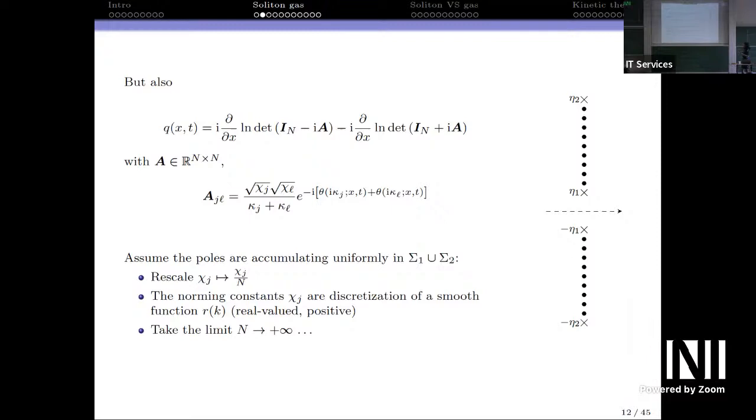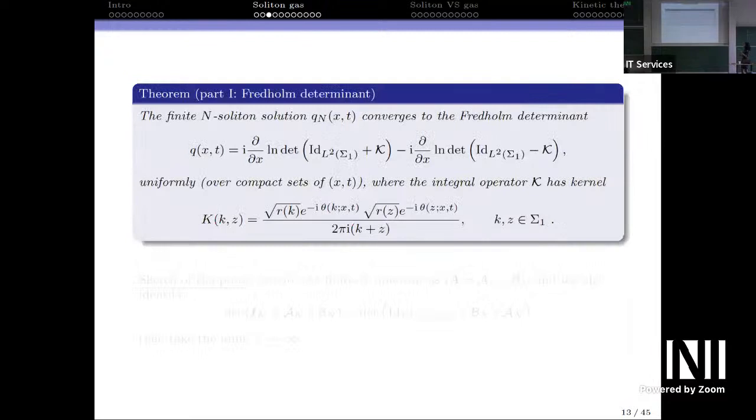So remember, here we have an n by n determinant. We take the limit. What we find is a Fredholm determinant. So these are our first results. This solution, the finite n soliton solution, converges as n goes to infinity to this Fredholm determinant, where the integral operator is very explicit and is given in this form. You can see that this kernel really looks like the finite dimensional n matrix, just now it's an integral operator. And of course, this limit converges uniformly over compact sets of x and t.